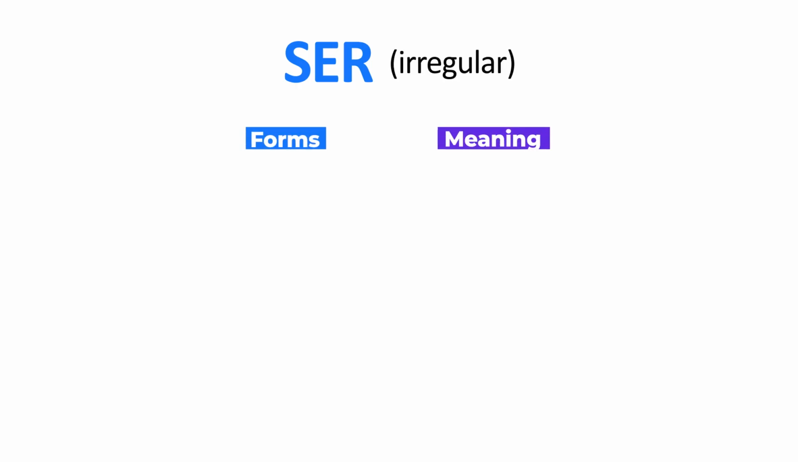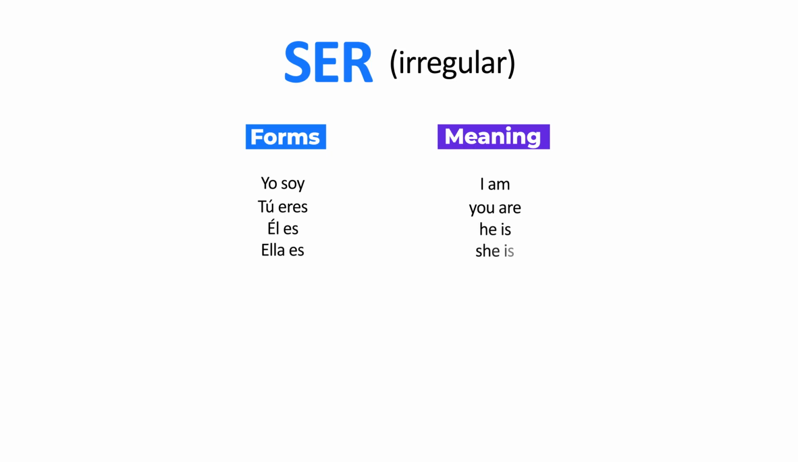First, you need to know the forms because ser is irregular. It doesn't follow the normal pattern. Here are the forms. Yo soy, pronounced soy, means I am. Tú eres, pronounced eres, means you are. Él es, pronounced es, means he is. Ella es means she is. Usted es means you are, formal.